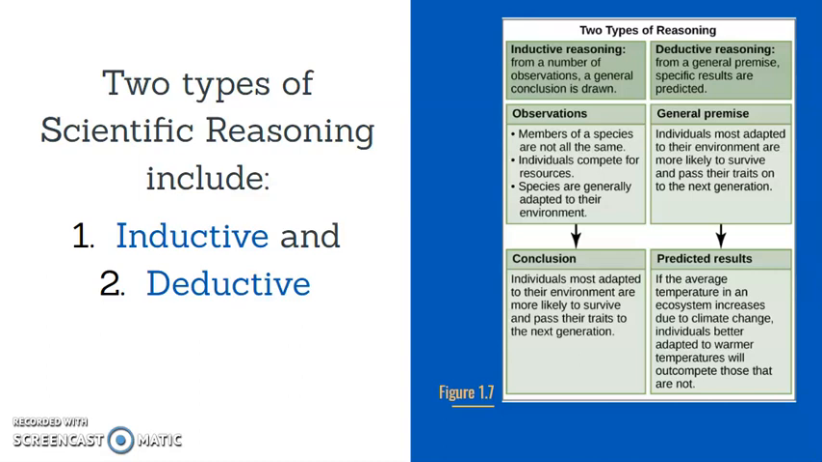First, let's look at the two views of scientific reasoning. These include inductive and deductive reasoning. Both types are compared in Figure 1.7 of the textbook. Inductive reasoning is made through many observations to form a general conclusion about something. In contrast, deductive reasoning takes a general premise to form very specific results or conclusions.